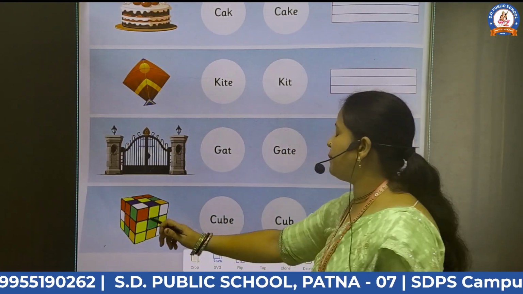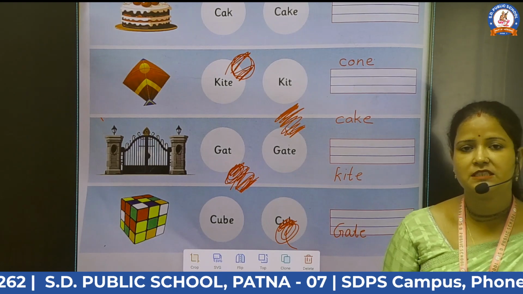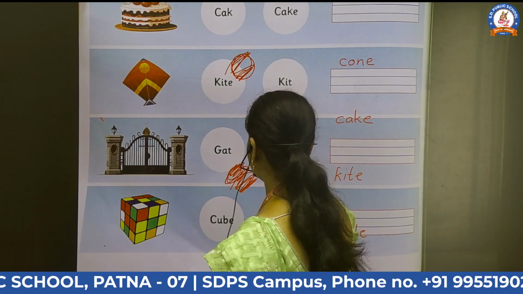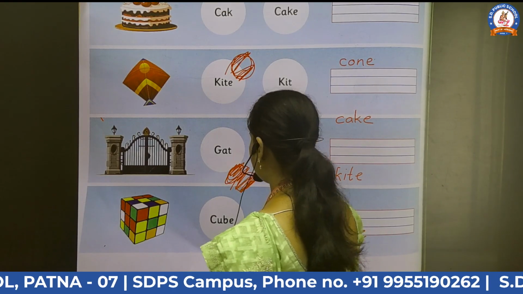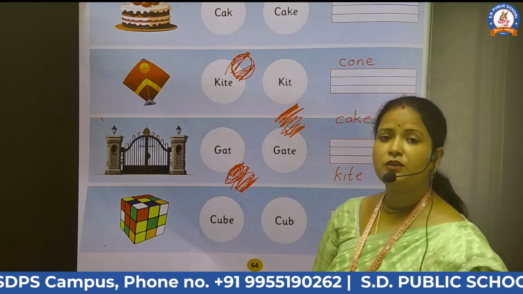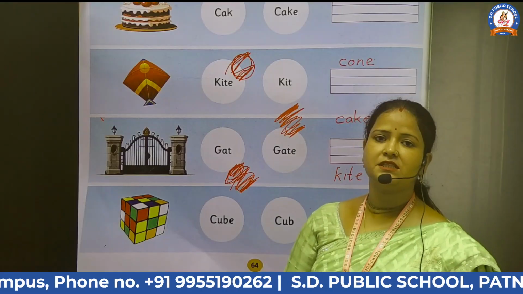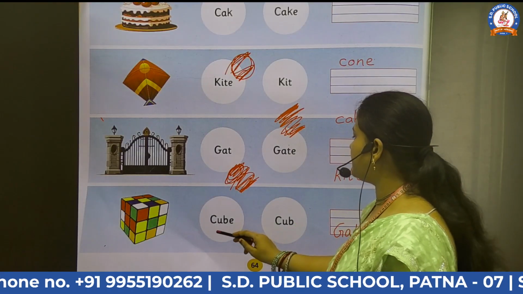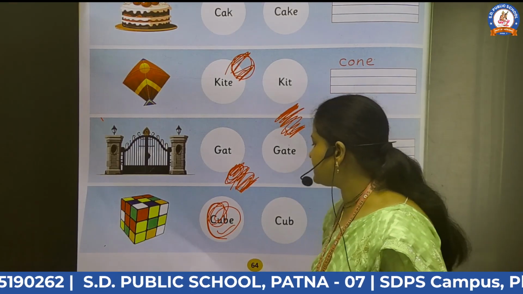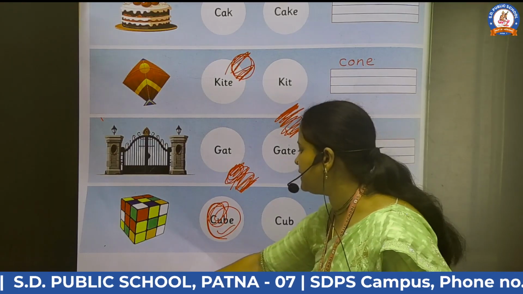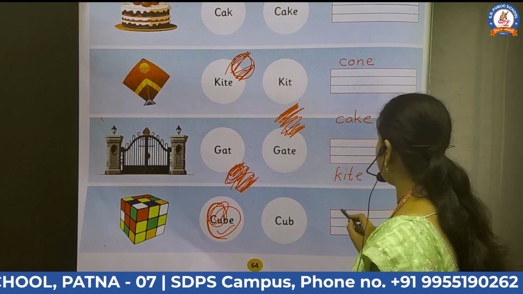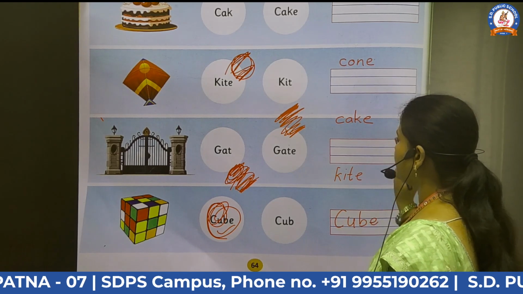Next, last one. This is the picture of cube. The spelling of cube is C-U-B-E. So this one is correct. So we will color this word, and now we will write the correct spelling of cube in this blank. Okay.